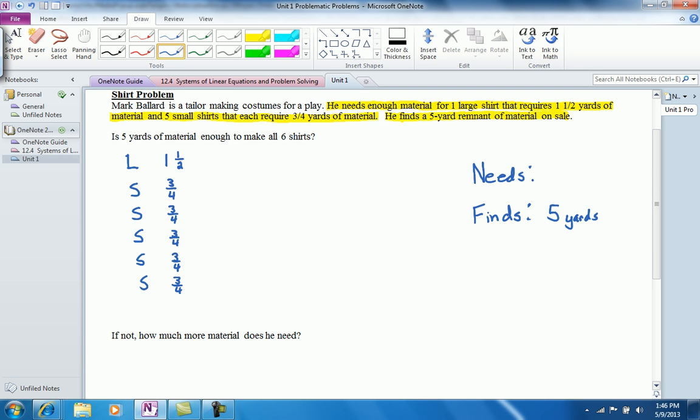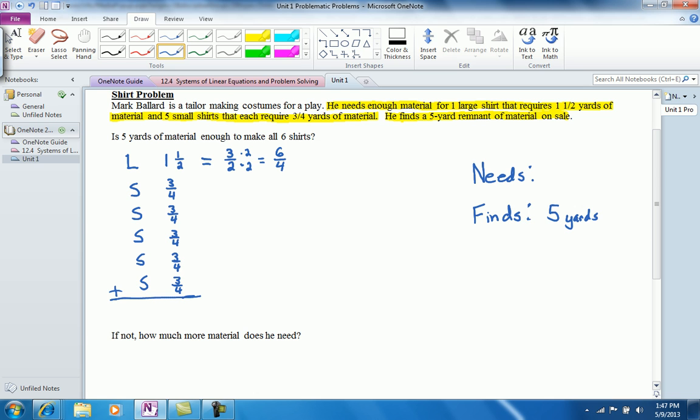So to find total material needed, I will add all this together. And to do so, I need a common denominator. Looks like the LCD will be 4 here. So only one denominator needs to be converted, and that's the top one. I'm going to start by converting this mixed number to an improper fraction. This would be 3/2. Now the common denominator of 4, so I need to multiply both numerator and denominator by 2. That gives me 6/4.